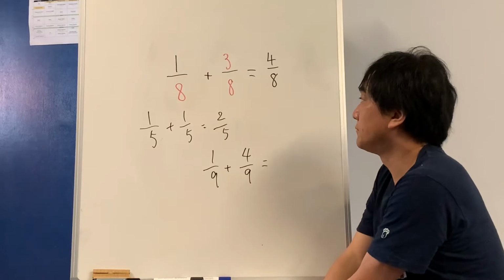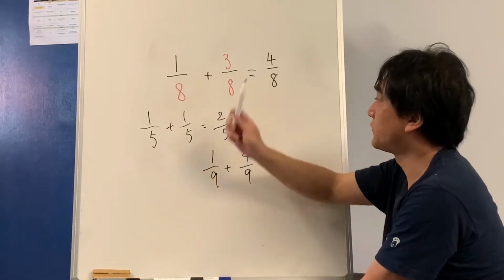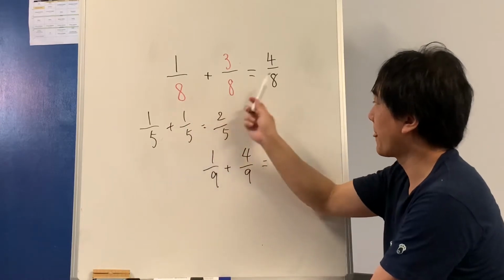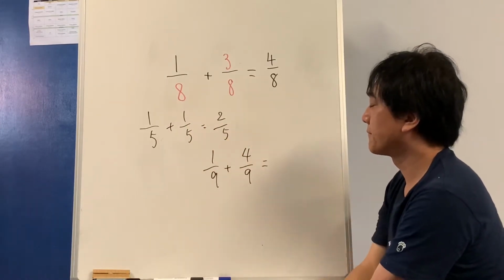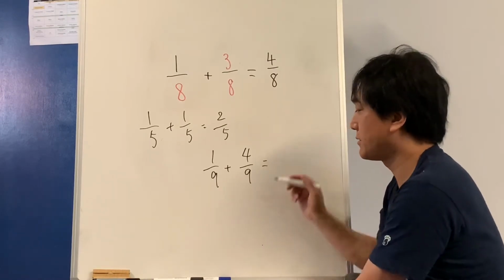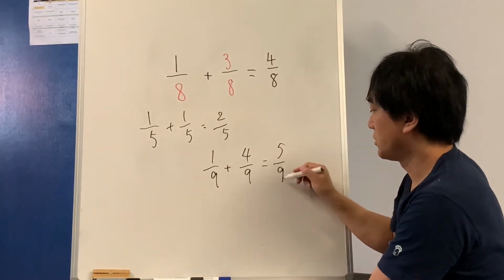So it looks like 1 plus 3 is 4. 1 plus 1 is 2. And you keep that bottom number. So in this case, 1/9 plus 4/9 should be 5/9.